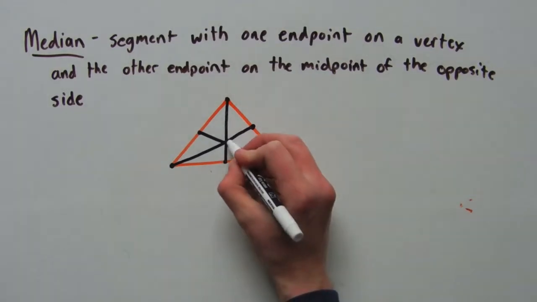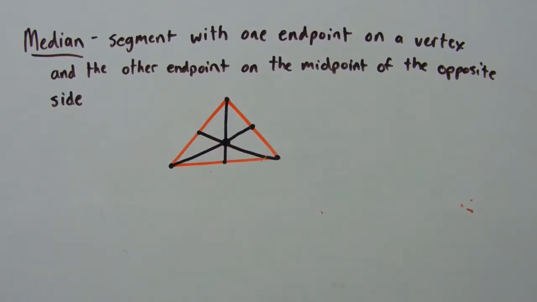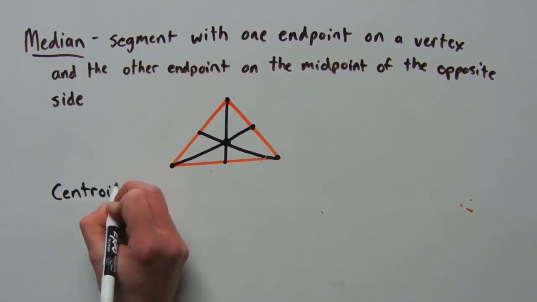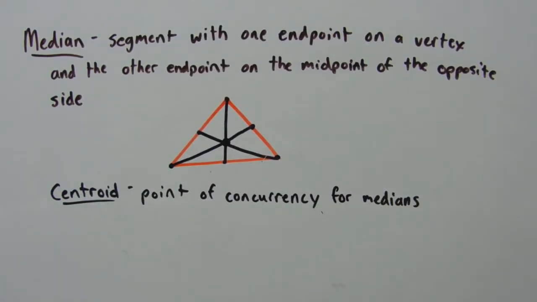So this point where the three medians intersect is known as the centroid. And that is the point of concurrency for the medians. You can also think of a centroid as a point of balance. And just like there was a circumcenter theorem and an incenter theorem, there's also a centroid theorem.